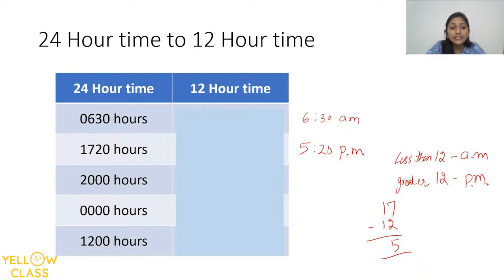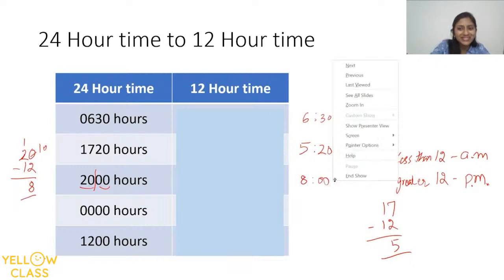Okay, so now let's see. 2000 hours, what will it be? Surprised? No. See, we will divide like this. This is minutes, this is hours. So for only the hours, we are going to subtract 12. And here we got 8. So simple. Now it becomes 8 a.m. or p.m.? p.m.